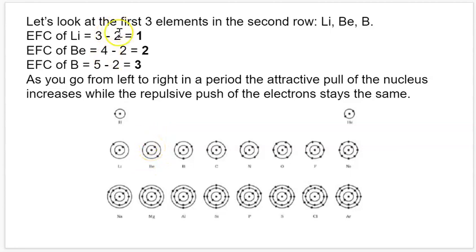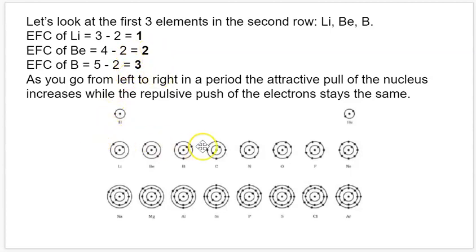So now it's 4 minus 2, which equals 2. And that means that we're feeling the pull of about 2 protons in the center of beryllium. That means that the valence electron of beryllium is going to be feeling a stronger pull to the nucleus than the valence electrons for lithium. And as we go one more to boron, we increase the proton number by 1, the shielding electrons stay the same, and now we're feeling the full pull of 3 protons.